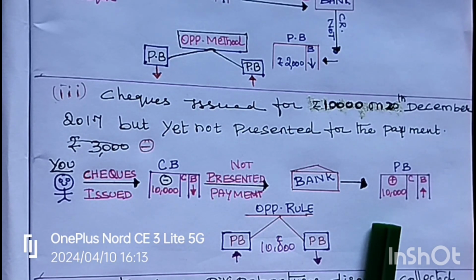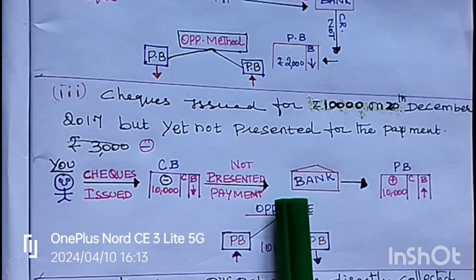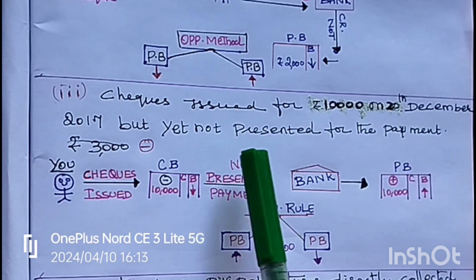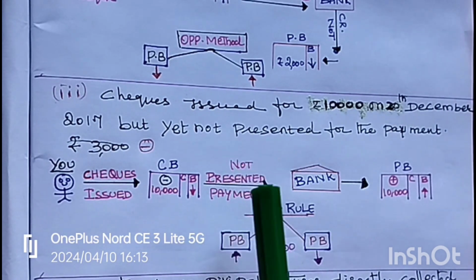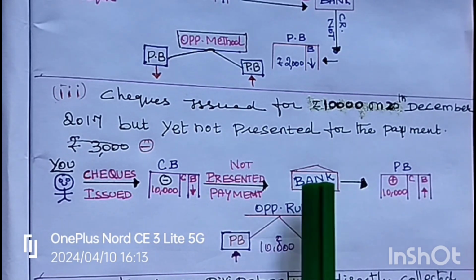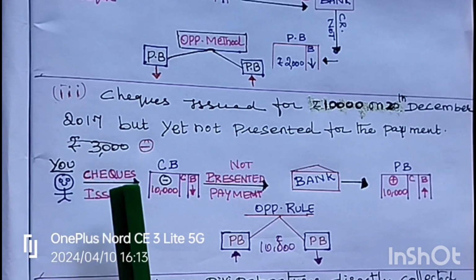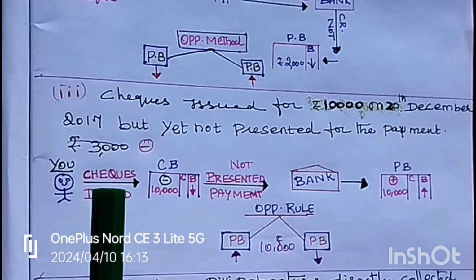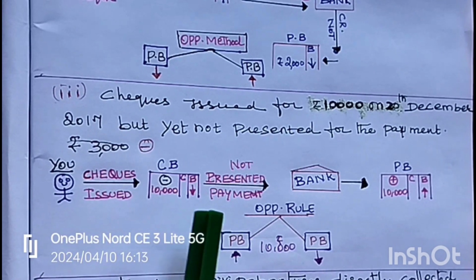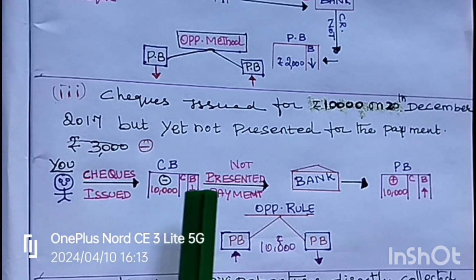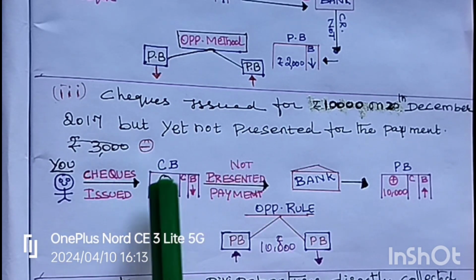Okay. So, which means on the same day, the check has not been presented to the bank. The check was not presented, made payment. That means not deposited into the bank. On the same day, when you issued a check to a third party, okay, when you issued a check for 10,000 rupees, you immediately subtracted 10,000 rupees in your cash book.